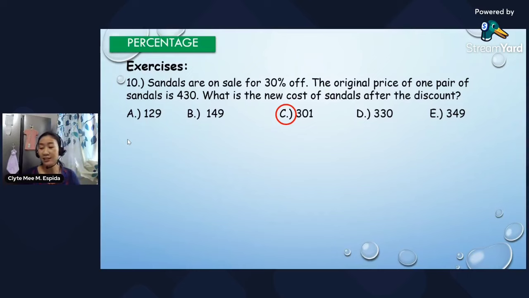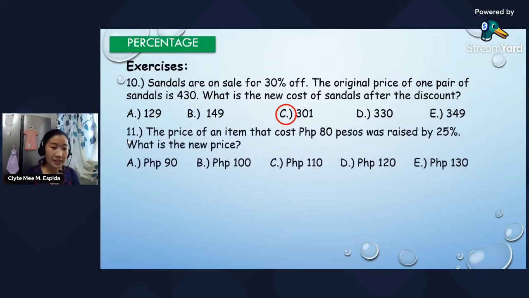Okay, congratulations to those who got the answer correctly. Let us not be confused or tricked by the question. It asks for the new cost, not the discount. Hindi po kung magkano yung na-discount ninyo o na-discount ni buyer. Okay, let's have number 11.